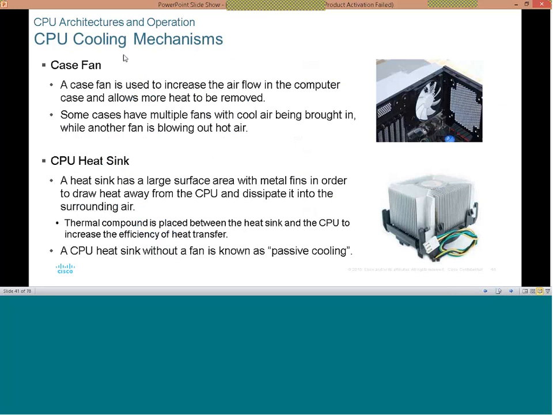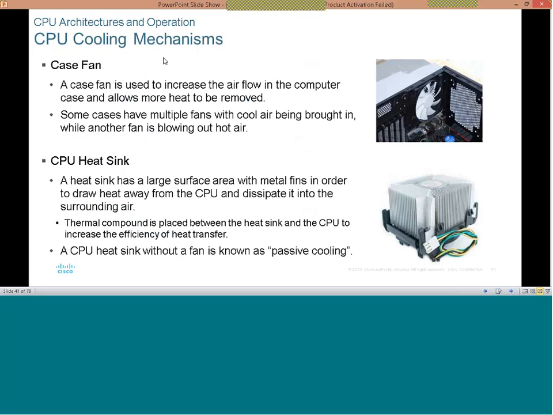The CPU cooling mechanism, still on the CPU architecture, tells you how robust the CPU is. All we've been talking about for some time now is the CPU architecture and its operations. Because the CPU is the brain of the computer, there's a need to emphasize it when you're talking about hardware, because it's the CPU that coordinates the activity across the south and north bridge. Okay, so the CPU cooling mechanism, the case fan.